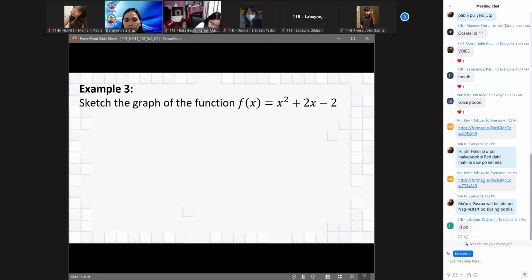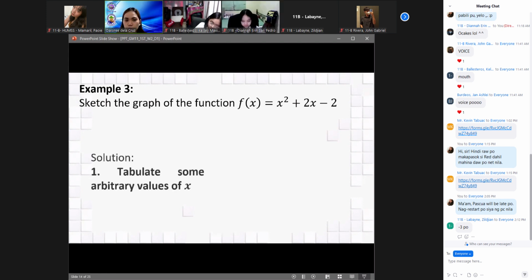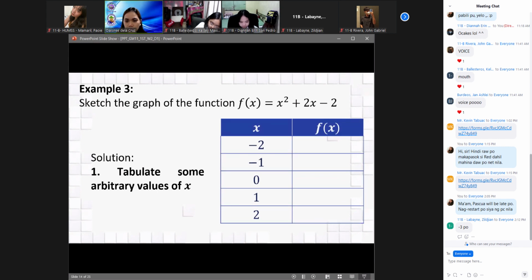is equals to x squared plus 2x minus 2. And then, ang given natin na input, negative 2, negative 1, 0, 1, and 2. Try to practice on your notebook kasi po kasama to sa exam. So, kung ano yung ginagawa ngayon dito sa example number 3, ganun din po ang gagawin nyo during your exam. So, practice-in na kung paano and then kung nahihirapan, just ask a question.